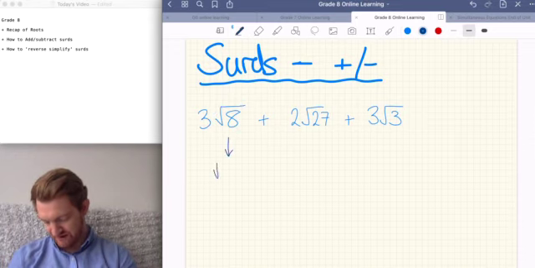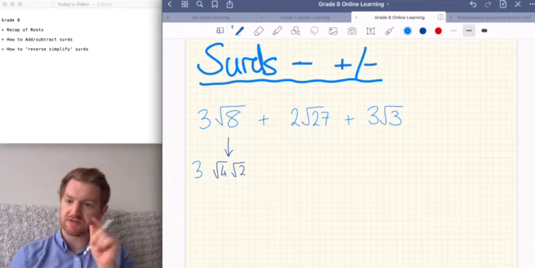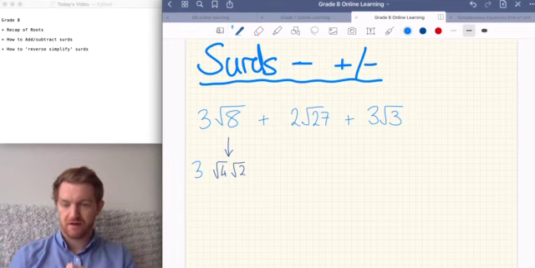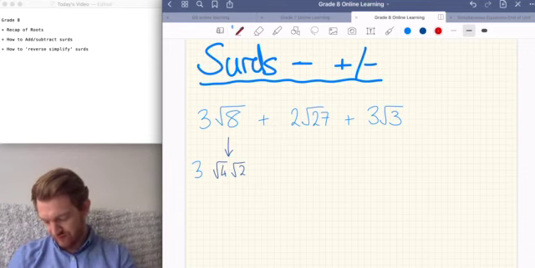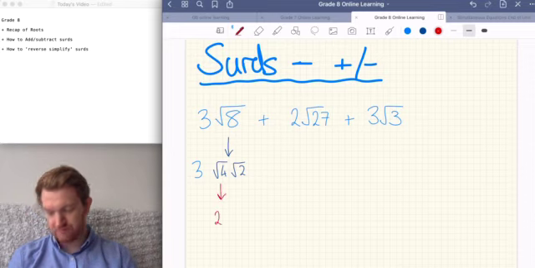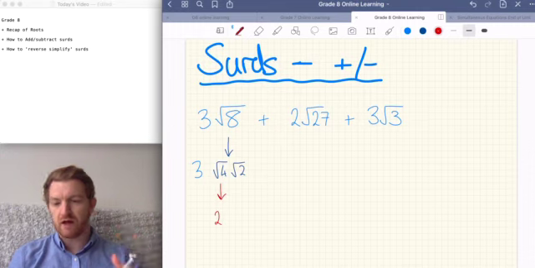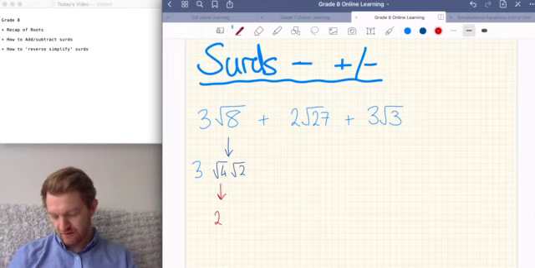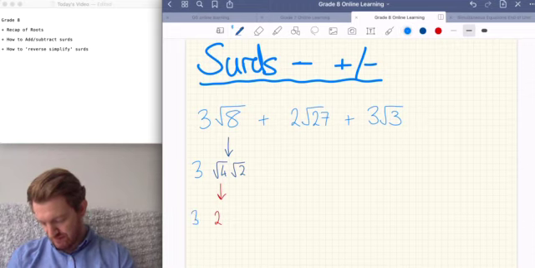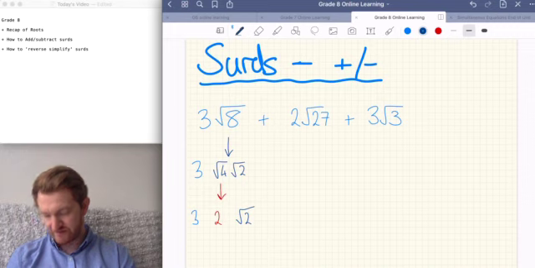Root 8 can be written as root 4 times root 2. And we've still got this 3 outside. We're going to ignore the 3. We're just going to deal with the root first. We look at this and we can see that root 4 is 2. Hopefully you'll see some of the same numbers coming up, like root 4, root 9, root 16. They come up quite a lot. So we bring the 3 down. We've still got this root 2, but now we've changed the root 4 to a 2.